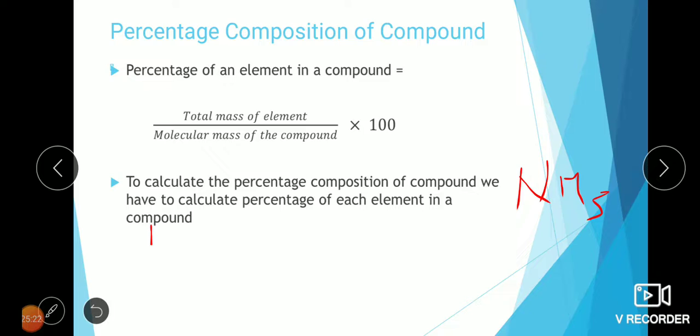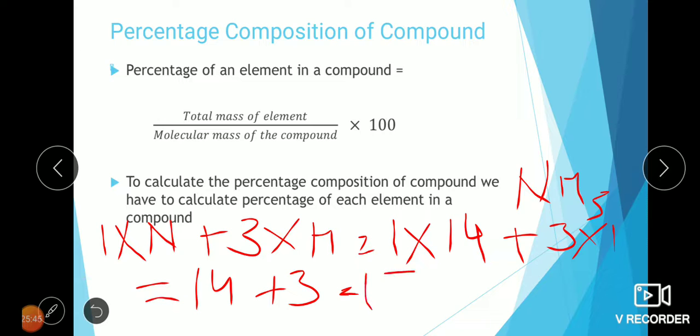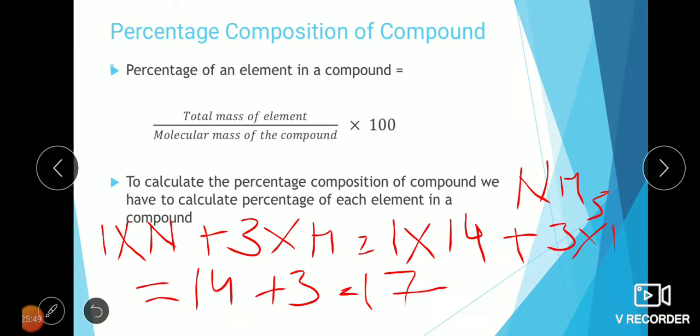Now the atomic mass we will write down: 1 into N plus 3 into H, which is equal to 1 into 14. Now you can speak with me. Atomic mass number of nitrogen is 14, plus 3 into 1 is 3. So 14 plus 3 is equal to 17. This was much clear to us. Now we have the molecular mass of ammonia as 17.